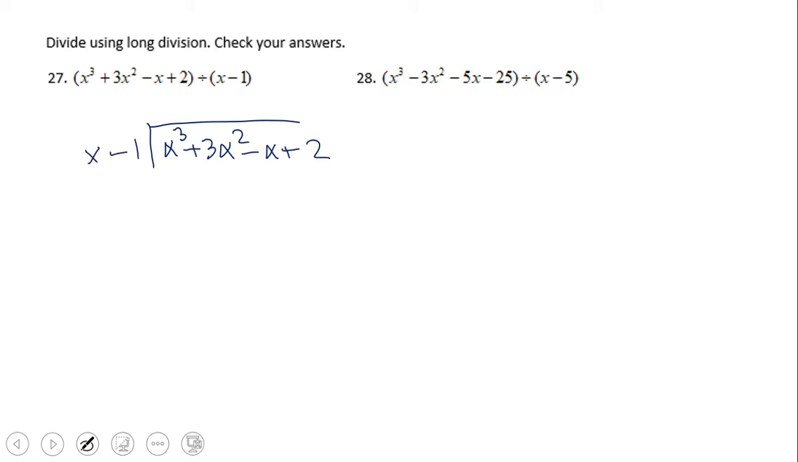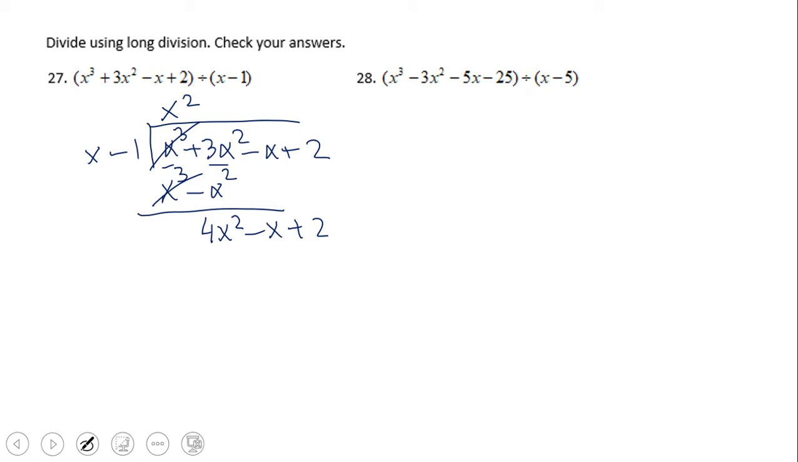And again, guess and check. What times x is x cubed? That will be x squared. And then we're going to multiply: x squared times x, x cubed; x squared times negative 1, negative x squared. We're going to subtract them, and the x cubed cancel out. And we have 3x squared minus negative x squared. That will be positive 4x squared.